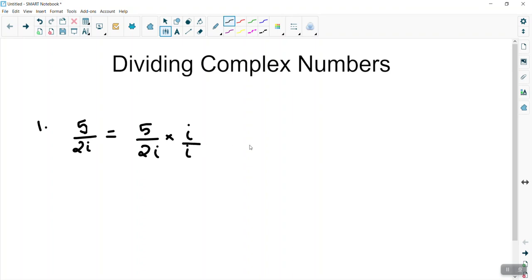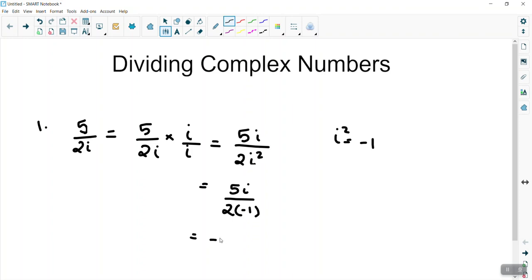Okay, so there we go. So 5 times i is 5i. 2i times i is 2i squared. But we know that i squared is equal to -1, which gives us 5i over 2, and in the bracket -1, because i squared is -1. So we have -5i over 2, because this would be equal to 5i over 2 times -1 is -2.